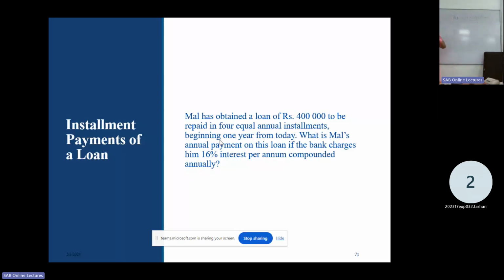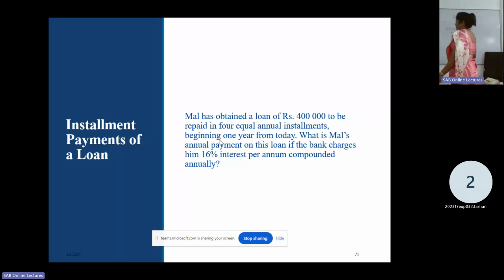So you can apply this here to determine the installment. Present value of annuity is equal to 400,000. Cash flow or the periodic payment we are going to calculate here. That is your annual installment.